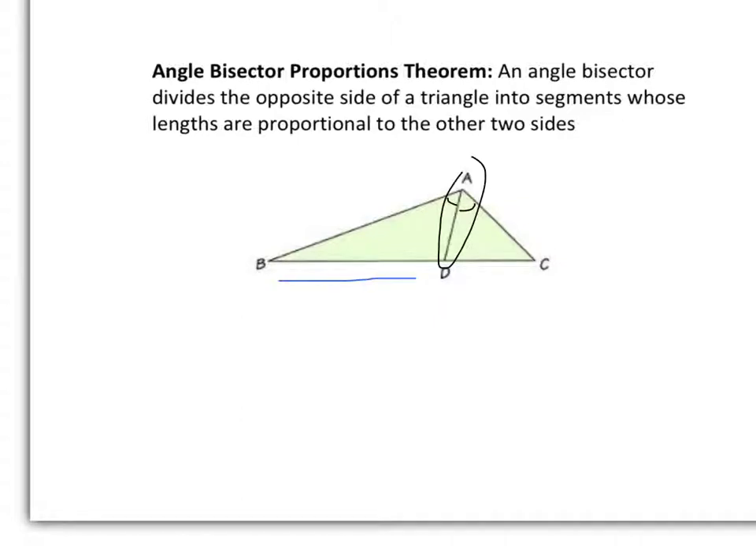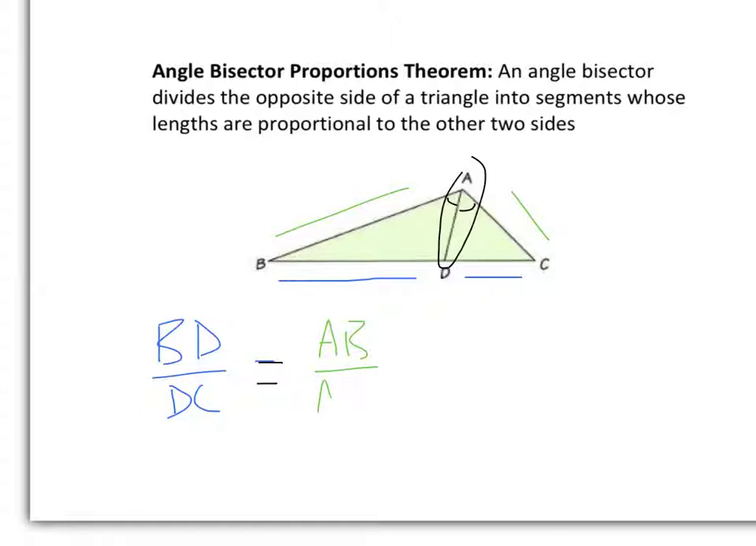Basically, the two sides of the long side that gets cut up are proportional to the other two legs of the triangle. So BD over DC is going to be equal to the other two sides, AB over AC. That's just the last proportion you can make. So we've got three possible proportions that we can create with this setup in this section.